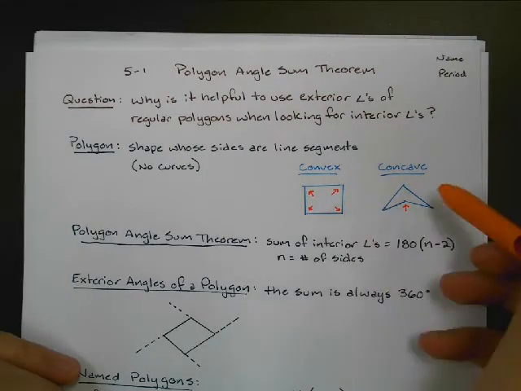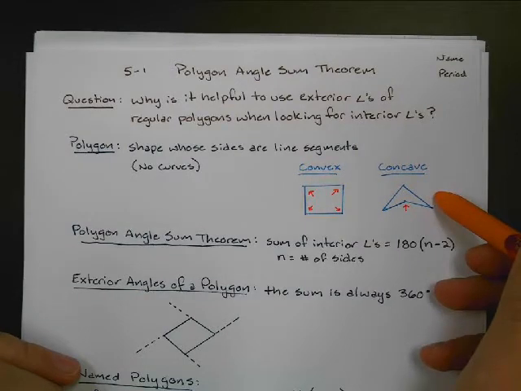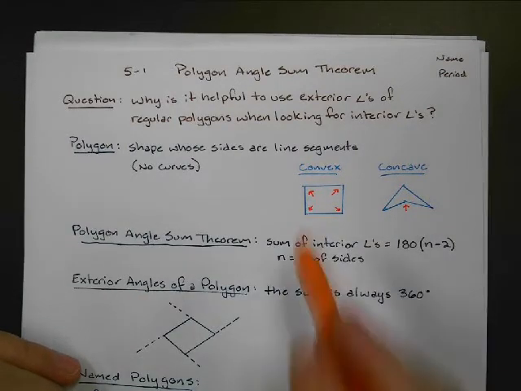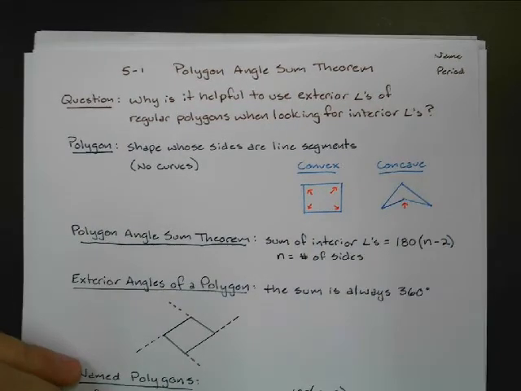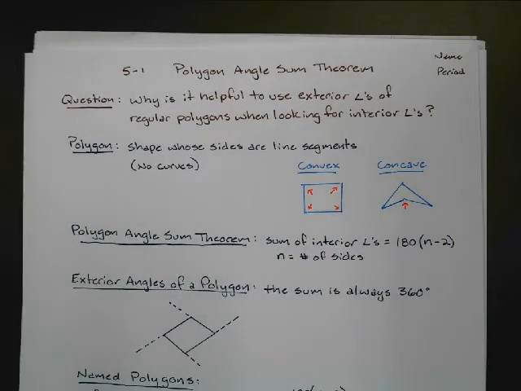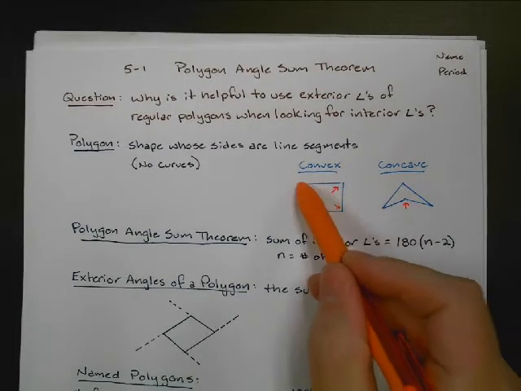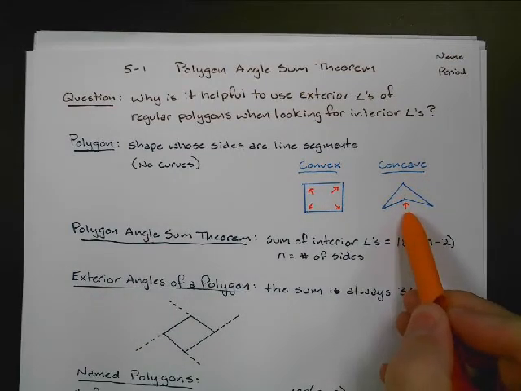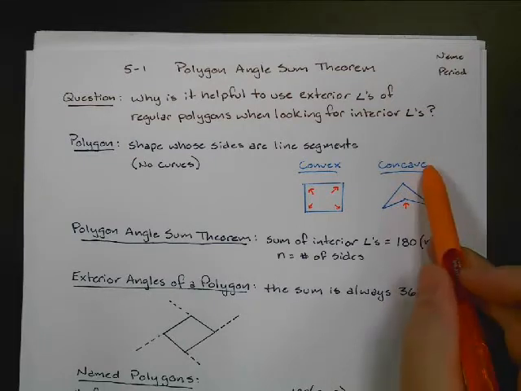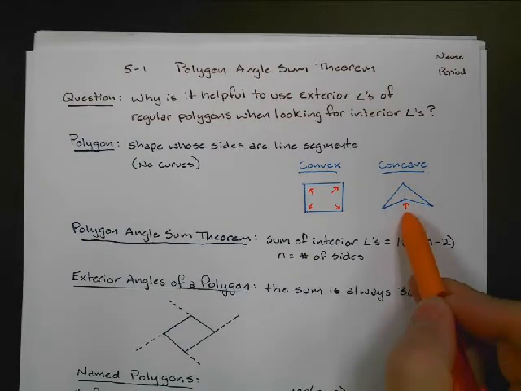Now, there is something called a concave polygon, and both of these have 4 sides. 1, 2, 3, 4. 1, 2, 3, 4. The difference is this one is convex, where all the angles are pointing out. This one has one angle or one corner that points in instead. That's why it's concave, because it caved in on that side right there. So that would be a concave polygon.